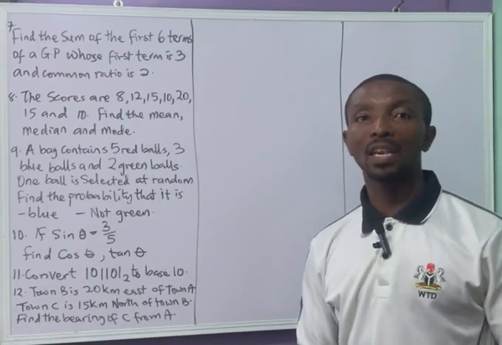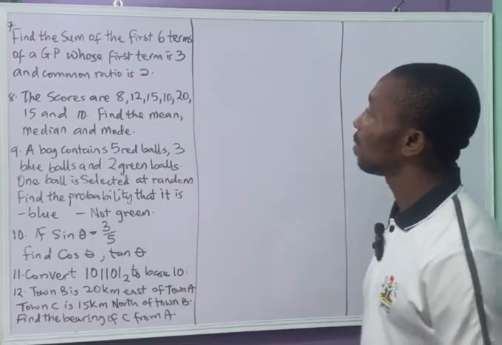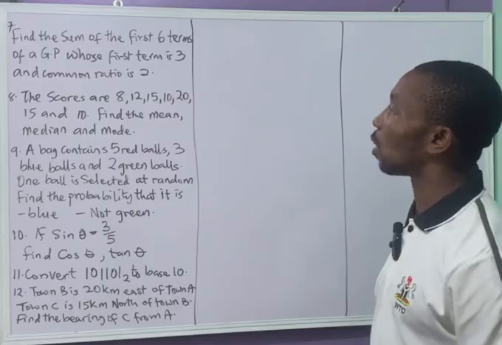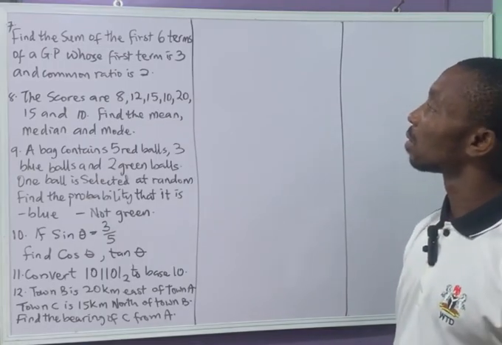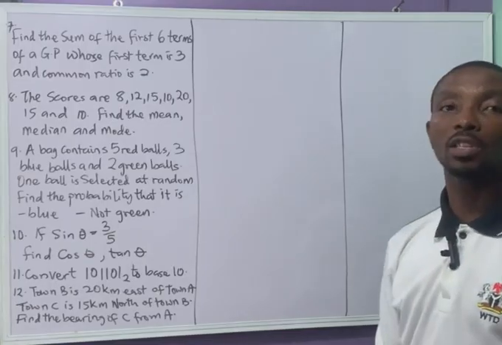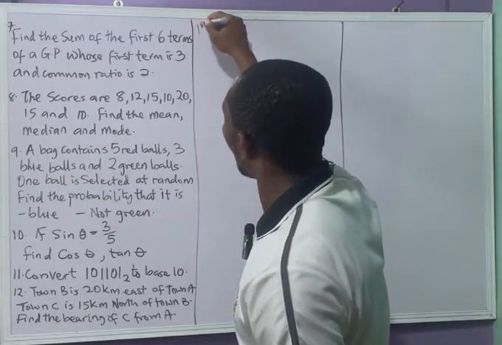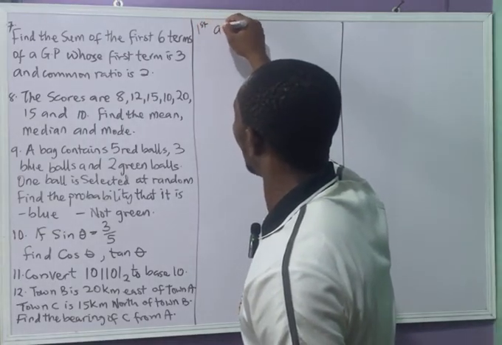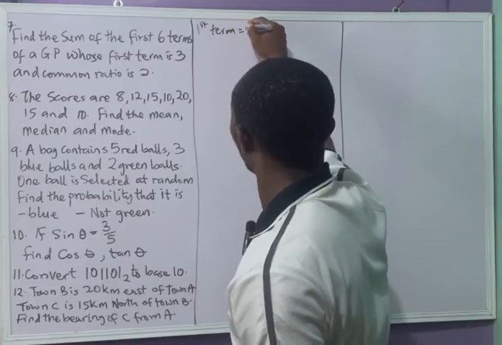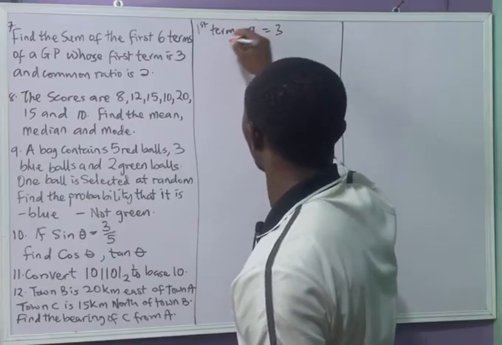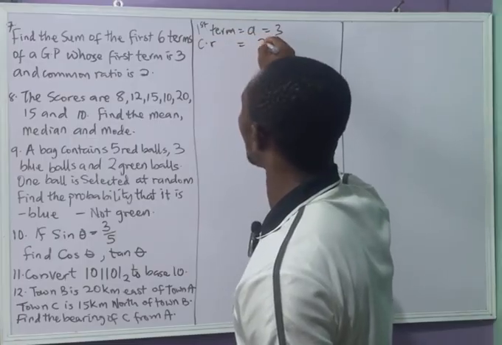Okay, so our next set of questions. It says, find the sum of the first 6 terms of a GP whose first term is 3 and the common ratio is 2. Okay, now for our first term, which is A, A equals 3. Our common ratio is 2.